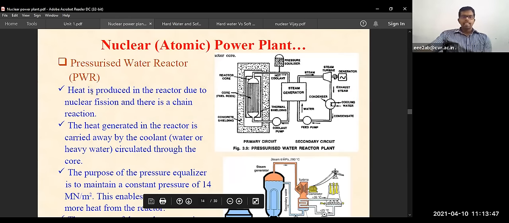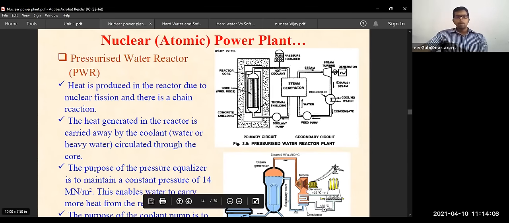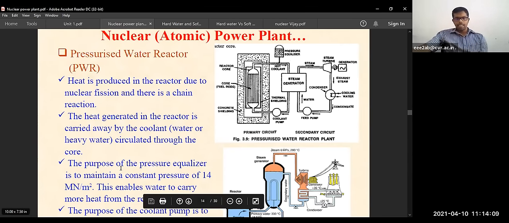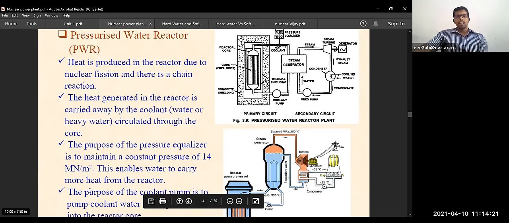If you see, heat is produced in the reactor due to the nuclear fission, and there is a chain reaction. Heat generated in the reactor is carried away by the coolant, that is, water or heavy water. We have shown the difference between the water and heavy water circulated through the core. The purpose of the pressure equalizer is to maintain constant pressure inside that particular reactor. This enables the water to carry more heat from the reactor.